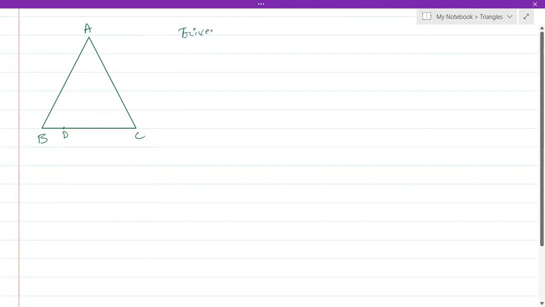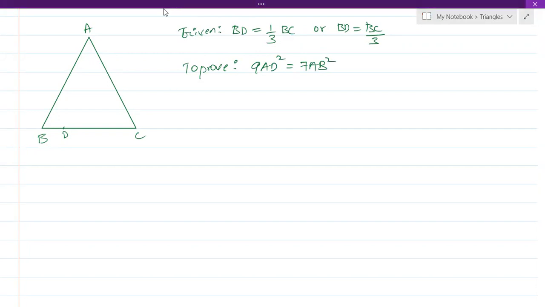It is given that D is in such a way that BD is 1/3 of BC, or the same thing, I can write BD as BC by 3. Okay, 1 into BC is BC, so BC by 3. So what we have to prove is 9 times AD square is equal to 7 times AB square. Since we need AD square, let's join A and D.